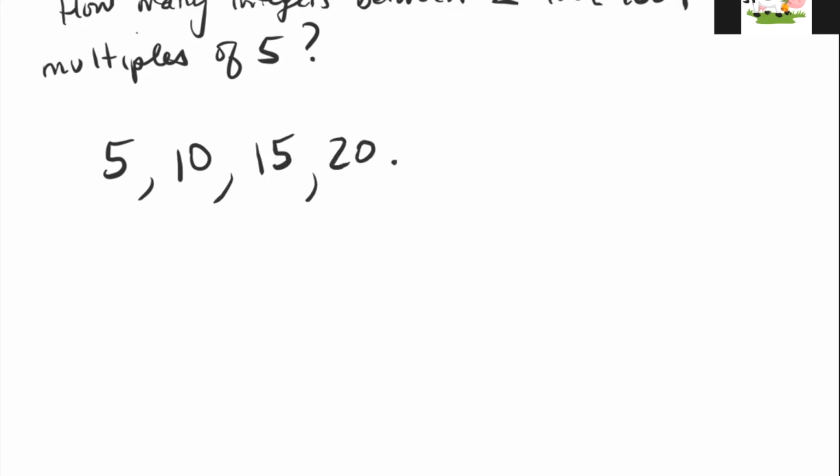20, but I don't want to do that all the way to 1,004. It's going to be a lot of numbers. But we can say, what are the last multiples of 5 up to 1,004? What's the highest number that's a multiple of 5 that's equal to or less than 1,004?